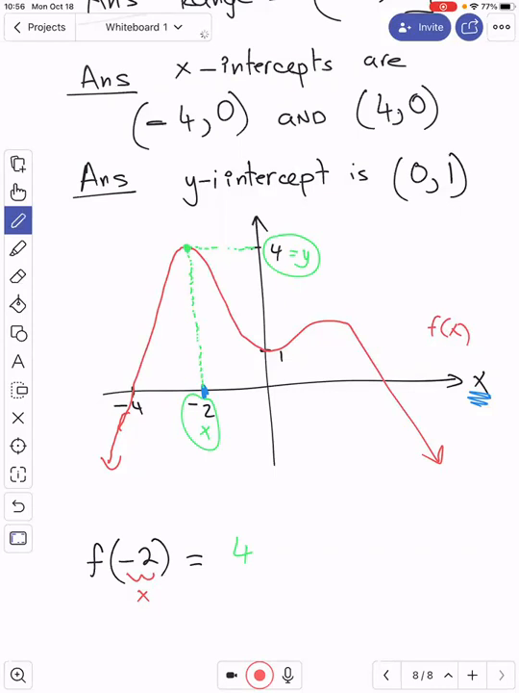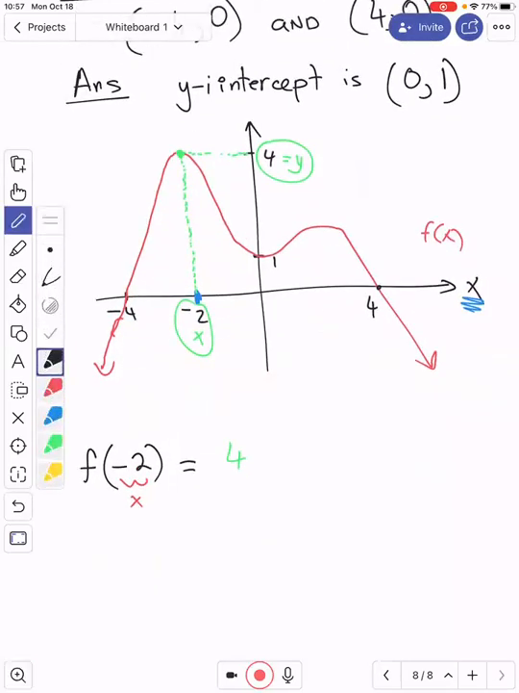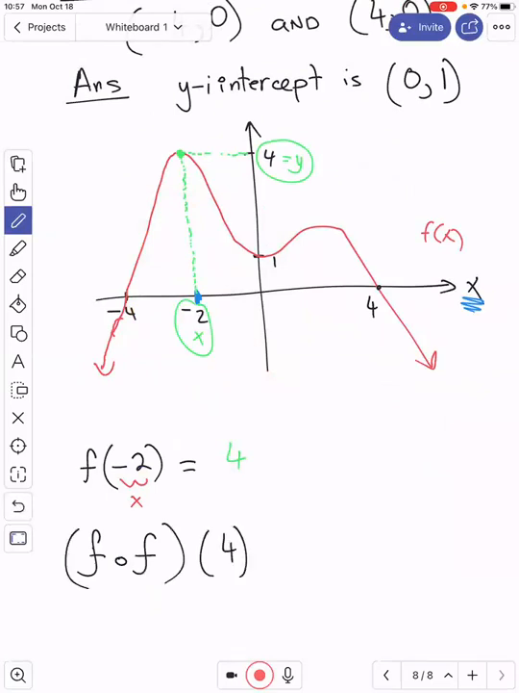Okay, now we have this composition of functions. So let me do one of them. You have f composed with f. It's always f composed with f. All right, so let's do f composed with f of 4. Right here, guys, there are 2 steps, and this circle means it's not a multiplication, it's not a product. This means composition. We compose f with itself.